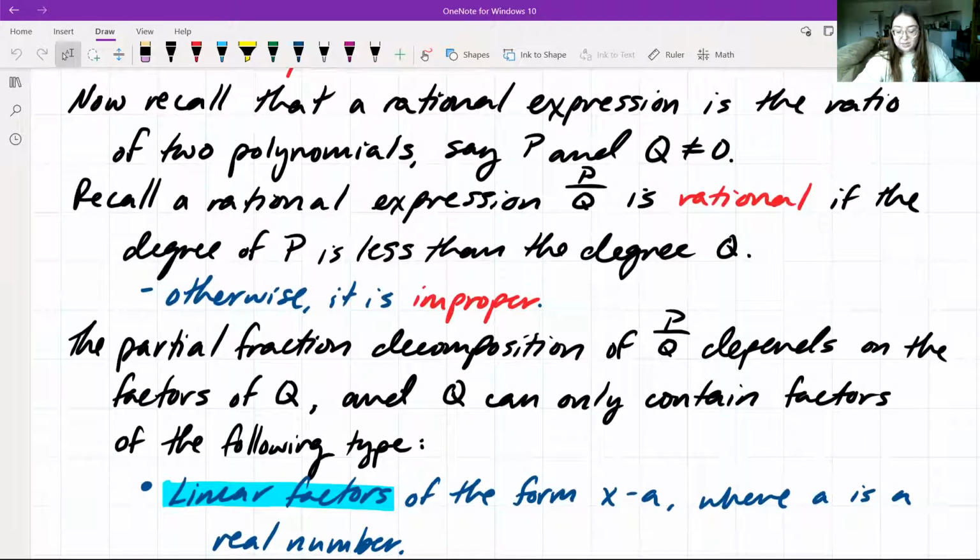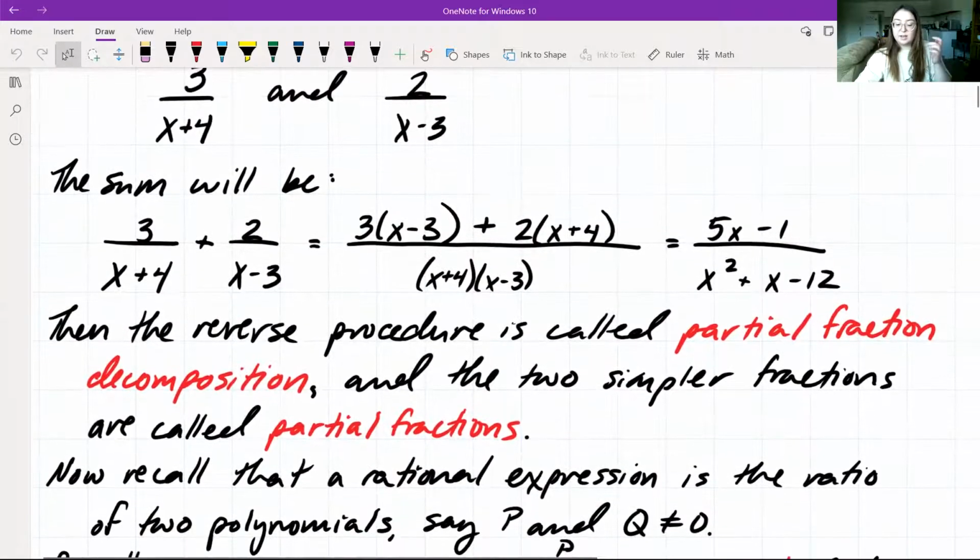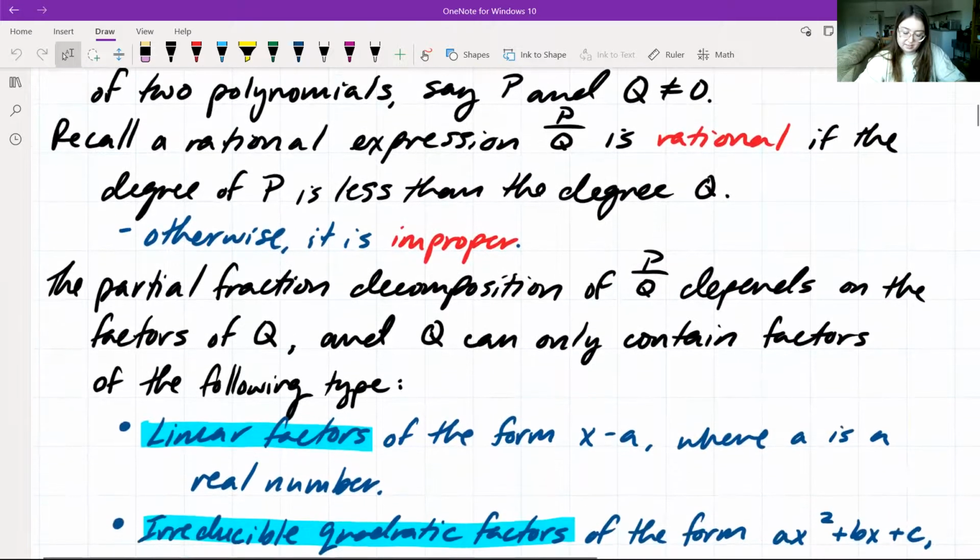Then recall that a rational expression p over q is proper if the degree of p is less than the degree of q. So degree means degree of the variable. So in this case, for 5x minus 1 over x squared plus x minus 12, the degree of 5x minus 1 is 1 because we have x to the first degree. And then x squared plus x minus 12 has a degree of 2 since x is squared, or x has the second degree. Otherwise, it's improper. If we see that p has a greater degree than q, it would be an improper expression.